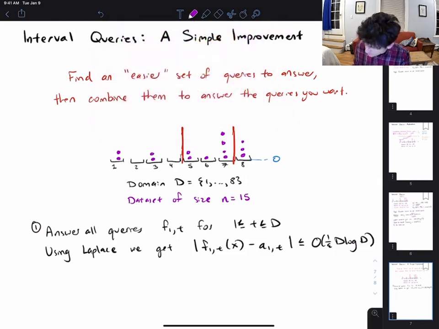Well, look at this query that I actually want. I want to know how many people live between 5 and 7. But I don't have the answer to 5 and 7. But what I can do is I can say, well, look, what if I start by getting all the people between 1 and 7?